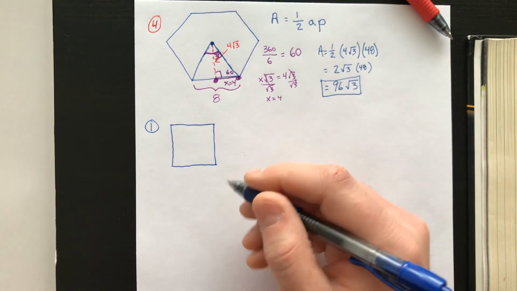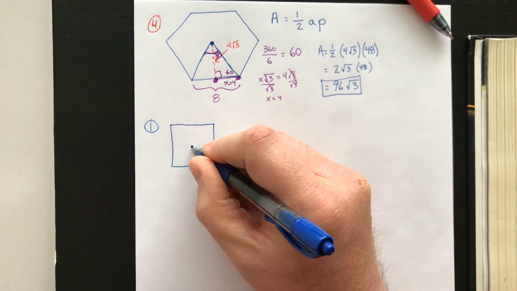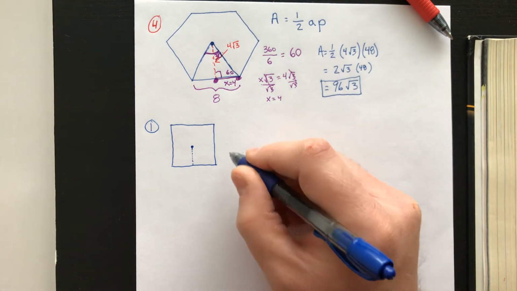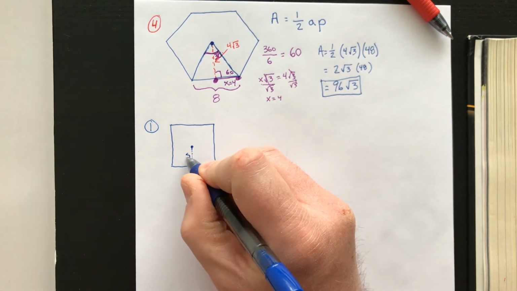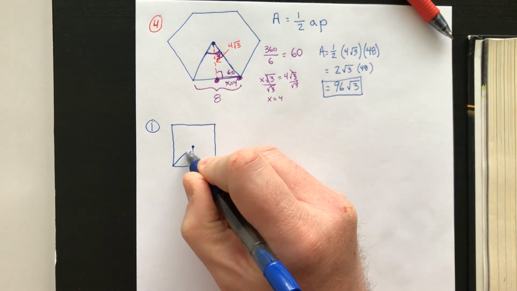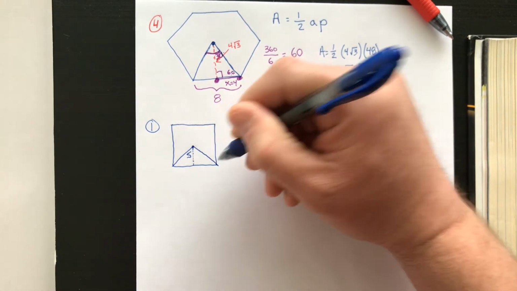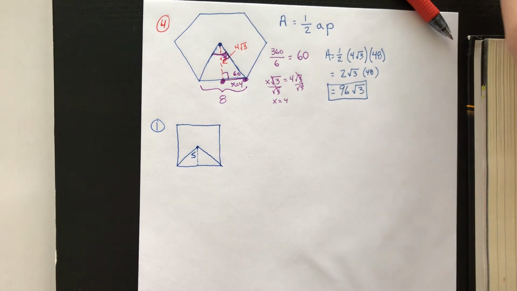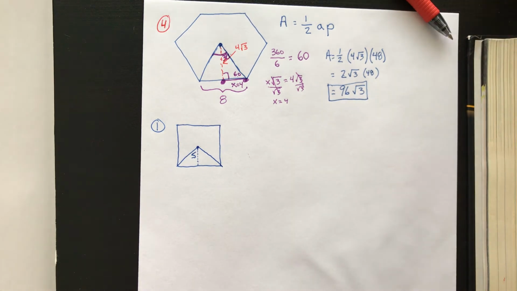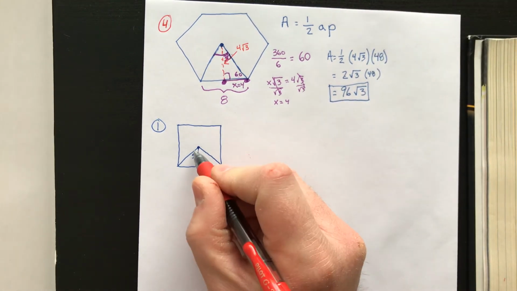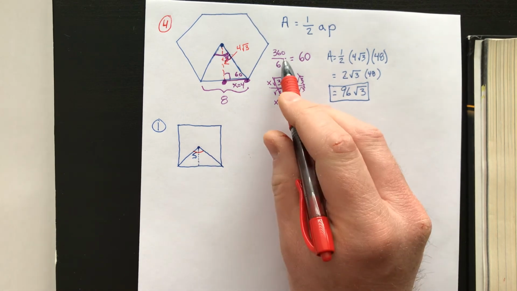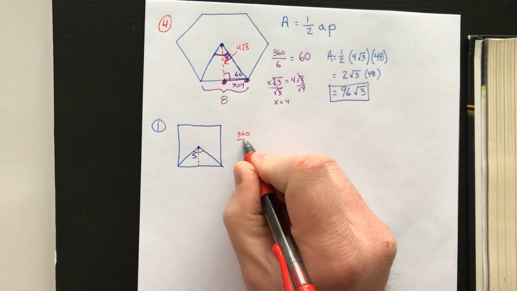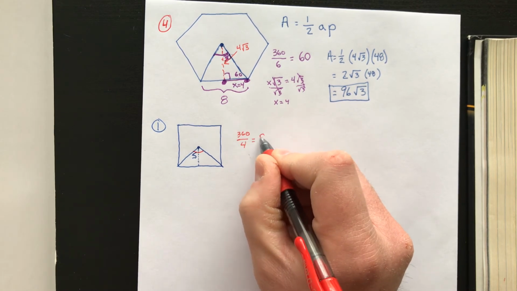All right, and with the square, they tell us that the apothem is 5 inches. So this is 5. Now remember, I still have to create that triangle inside of my square. And I need to figure out what is the central angle. Just like I did before, up here, 360 divided by 6, I need to do 360 divided by 4, which is 90.